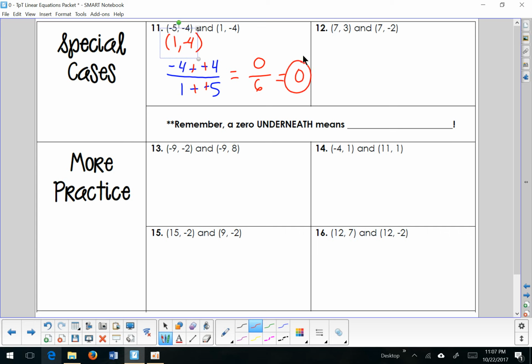So if you remember from our previous video, a line with a slope of 0 would have a graph that was horizontal.